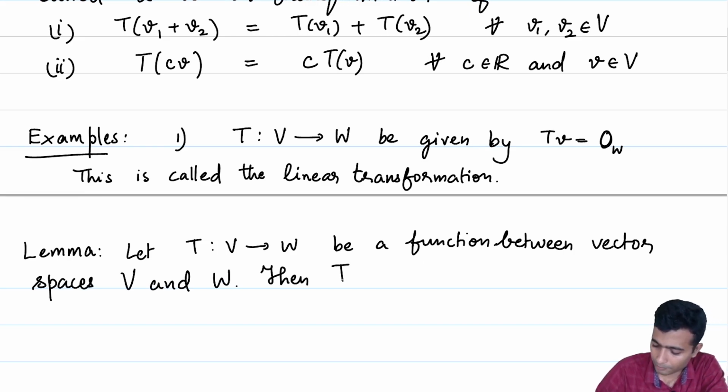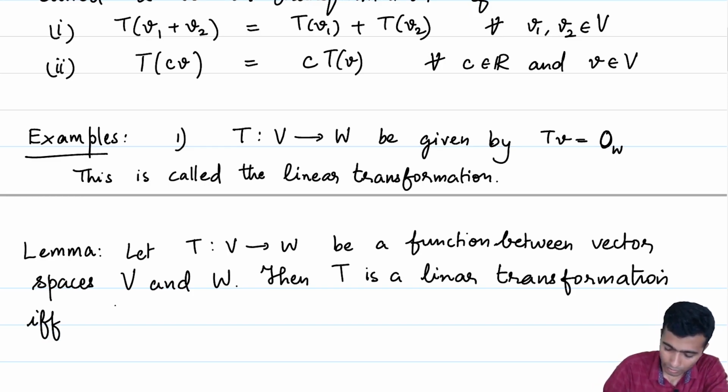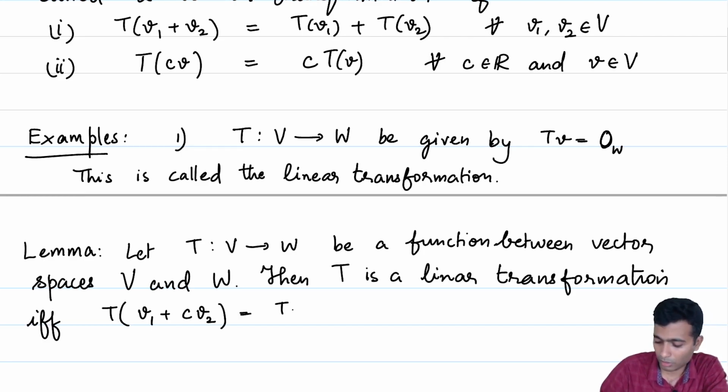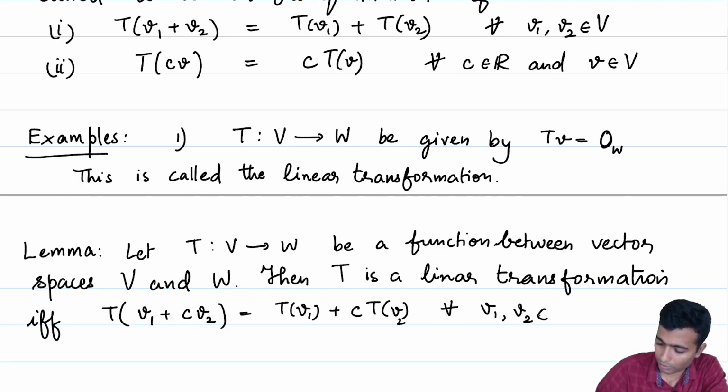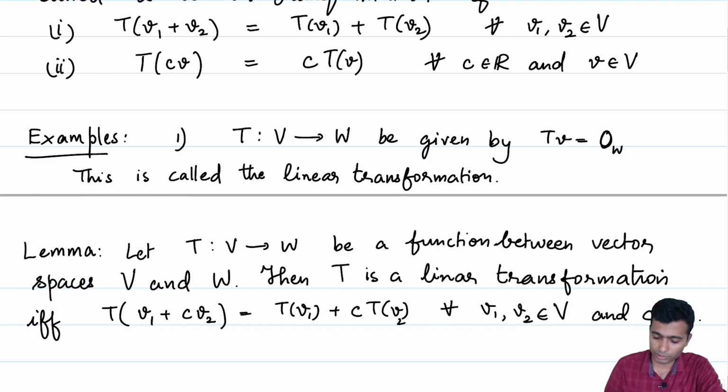Then T is a linear transformation if and only if T of V1 plus C V2 is equal to T of V1 plus C times T of V2 for all V1, V2 in capital V and C a real number. So I'll just leave this as an exercise. It's quite straightforward. You have to show both sides here.